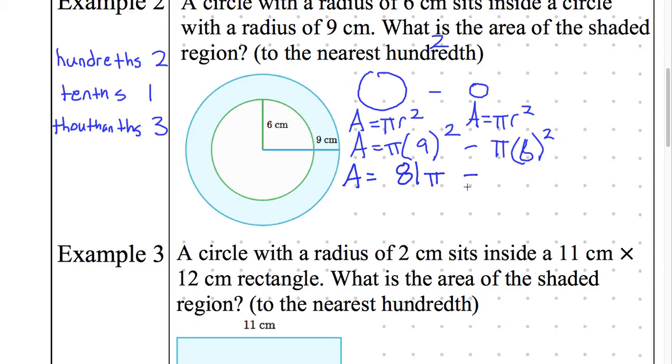And then I'm going to subtract. You're going to shout this one out. 6 squared is 36. Very nice. 36 pi.